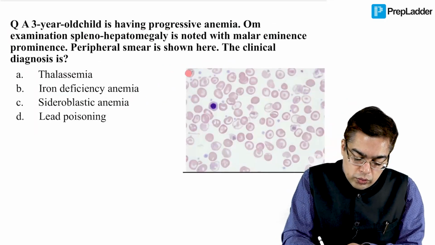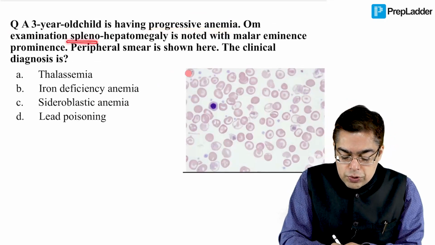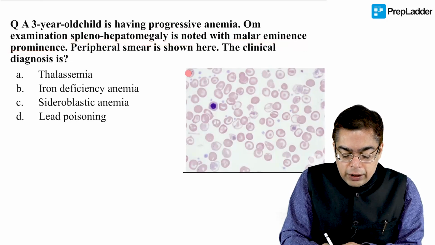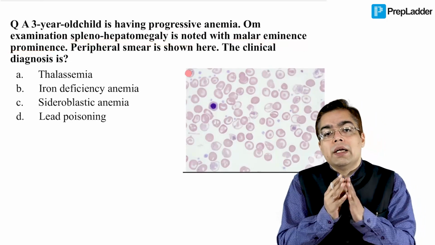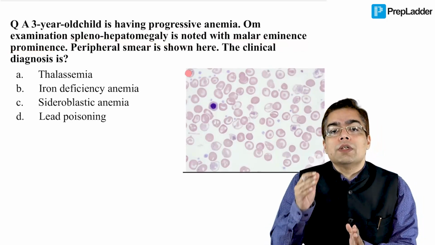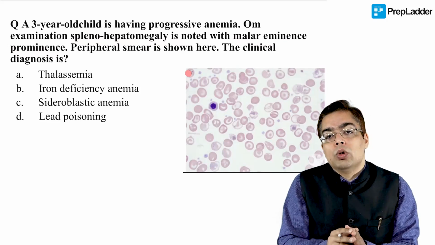Looking at the next question, a 3-year-old child is having progressive anemia. That's important. On examination, splenohepatomegaly is noted with malar eminence prominence, and the peripheral smear is shown over here. So when you think in terms of a child having gradually increasing anemia along with splenohepatomegaly, you must always think in terms of something like a hemoglobinopathy.